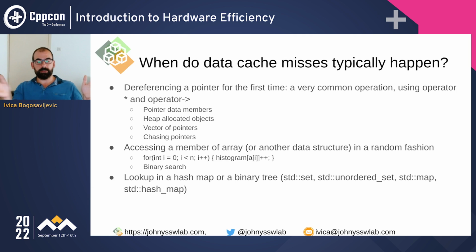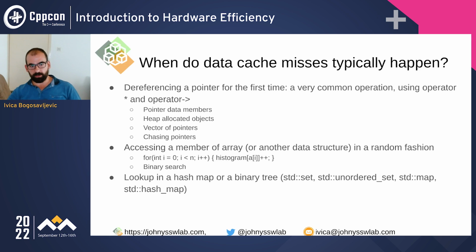If you have a vector of pointers, and you're running through the vector and dereferencing a pointer at each access, that will create many data cache misses. This is also called pointer chasing. Imagine you have a linked list. To get the next element, you need to dereference the next pointer. And to get to the next element, you again need to dereference the next pointer. So following a linked list in this pointer chasing code will typically result in data cache misses, though not always.